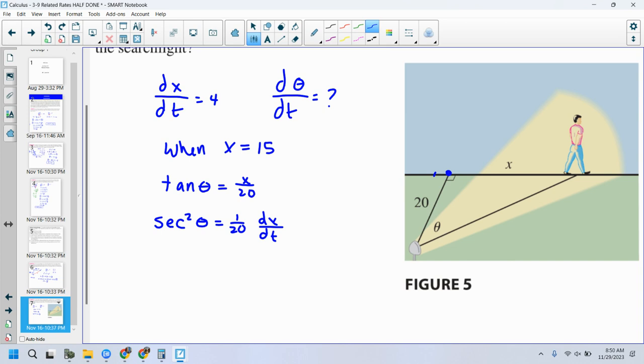Oh, what did I forget? Tell me. The d theta dt. Good. I was so proud of you that I missed the moment. Secant squared theta is the derivative of tangent, but then I have to include the d theta dt. Okay. Now we're good.